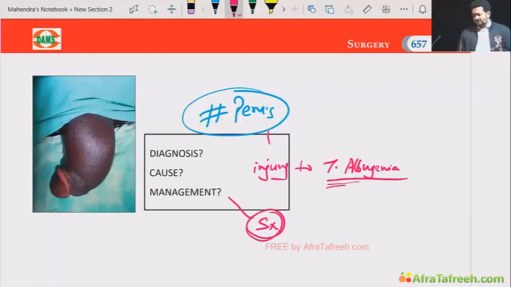Okay, although the surgery will take hardly 15 minutes, if you don't do surgery, this is not going to get better. So surgery is always done in penile fracture.